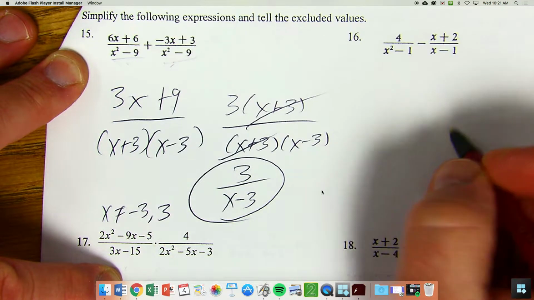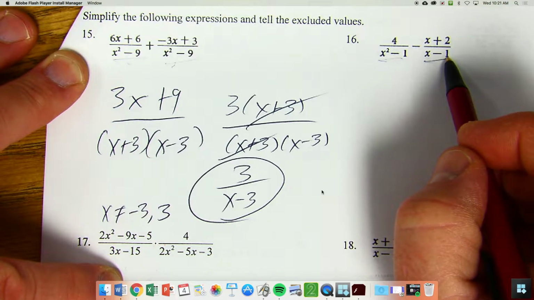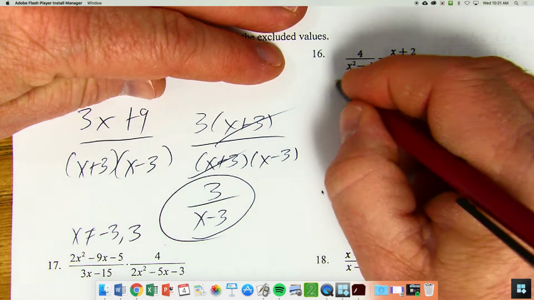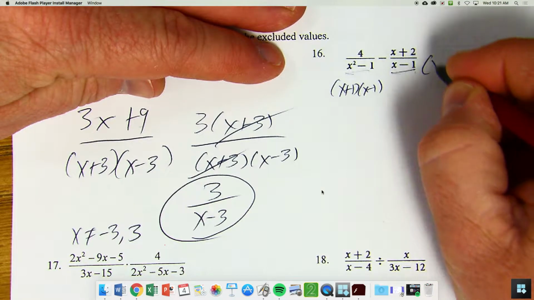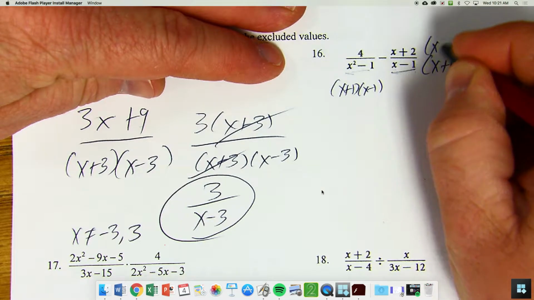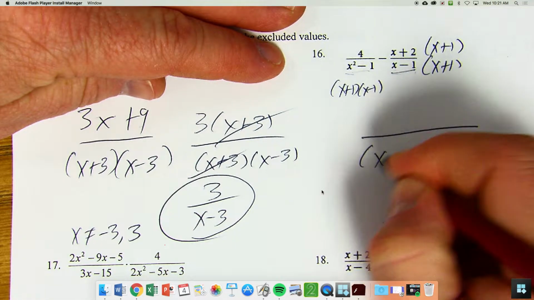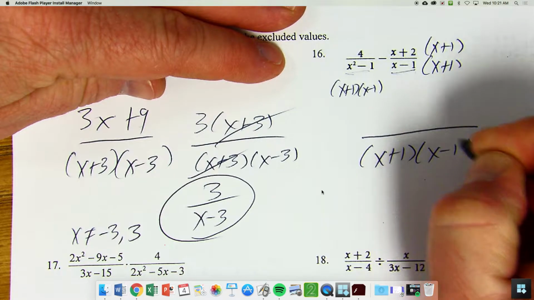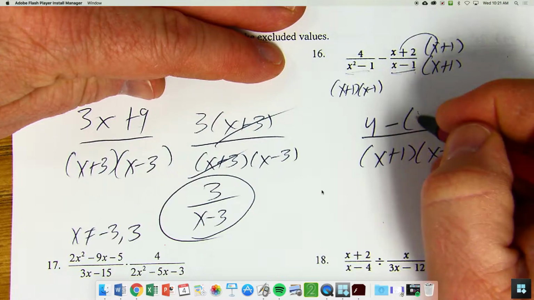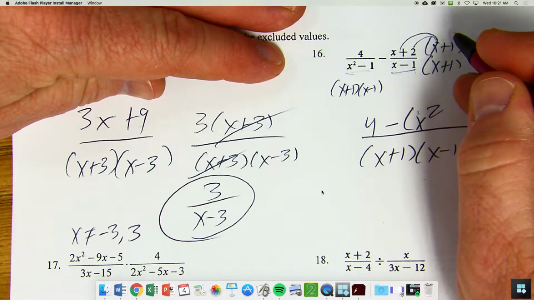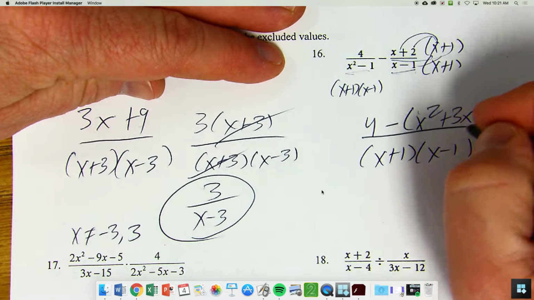Okay, done. Number 16. Common denominator, not a common denominator already. This one is x plus 1 and x minus 1. This one needs the x plus 1, top and bottom. So on my common denominator, I have x plus 1, x minus 1. I have 4 minus everything I'm going to get out here, which is an x squared, plus 2x, plus 1x, which is a plus 3x, plus 2.